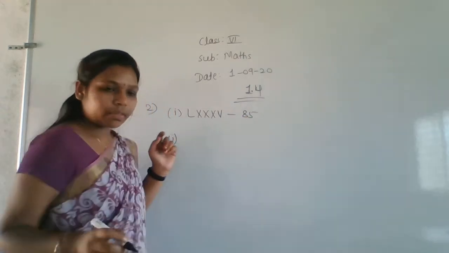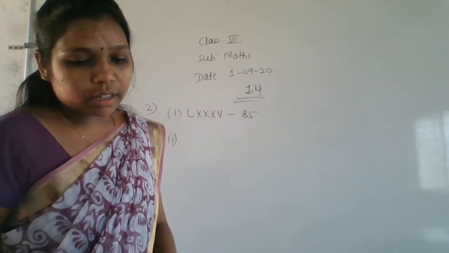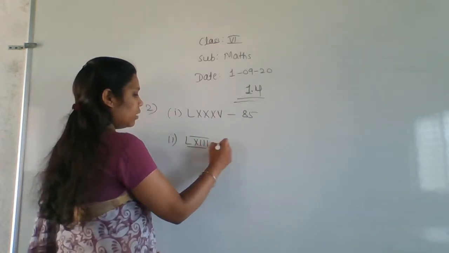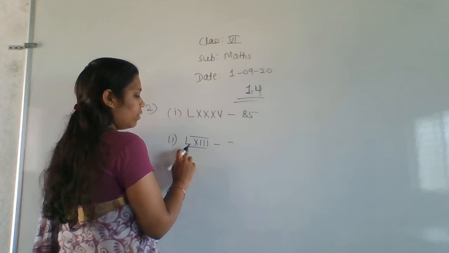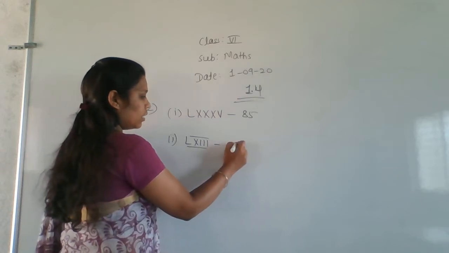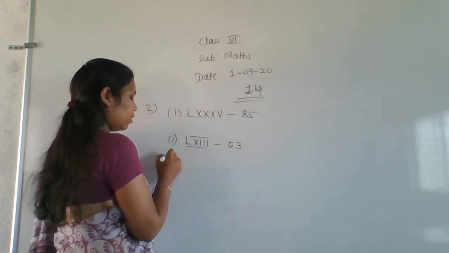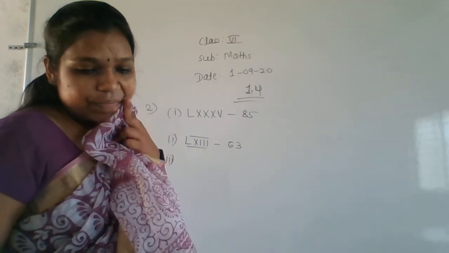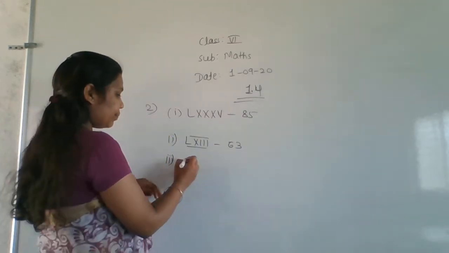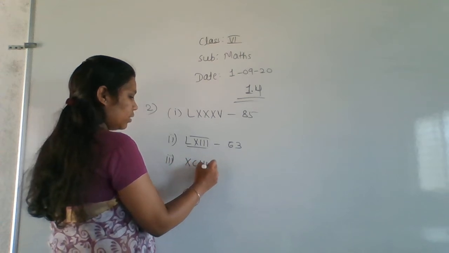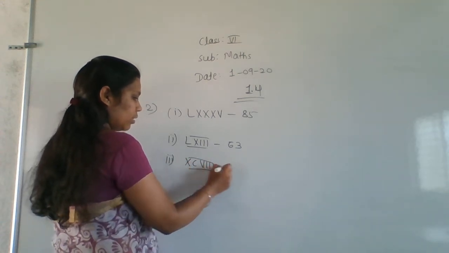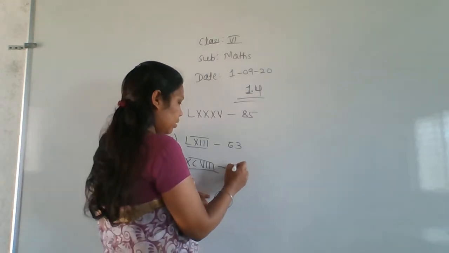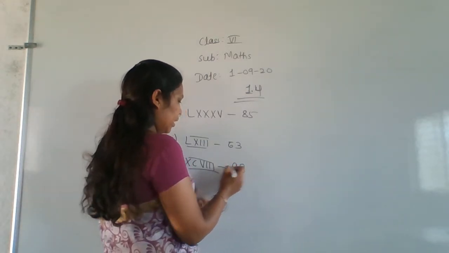Next, LXIII means 50, 60, 63. The third one is XCVIII. XCVIII means here 98.